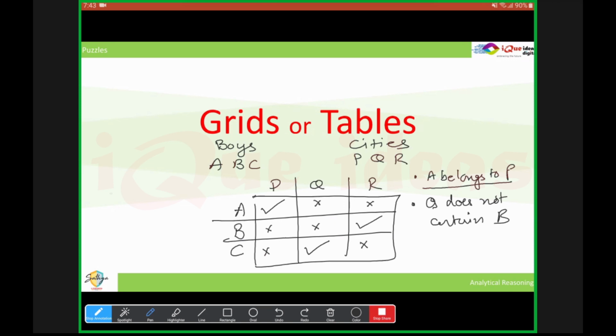So remember, when you know that there is a one-to-one connection, that is, one element of the first group can only be connected to one element of the second group and one element of the second group can only be connected to one element of the first group, then the moment you put a tick in one of the cells, remember to cross out the entire row and the entire column. Do you understand this basic funda of how to solve questions of grid-based puzzles?